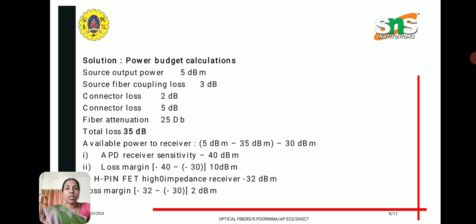We can calculate the available power to the receiver as 5 dBm minus 35 dB, which is minus 30 dBm. For the APD receiver with sensitivity of minus 40 dBm, when we subtract we get a loss margin of 10 dB, and for the PIN-FET receiver we get 2 dB. So this is how loss margin is calculated.